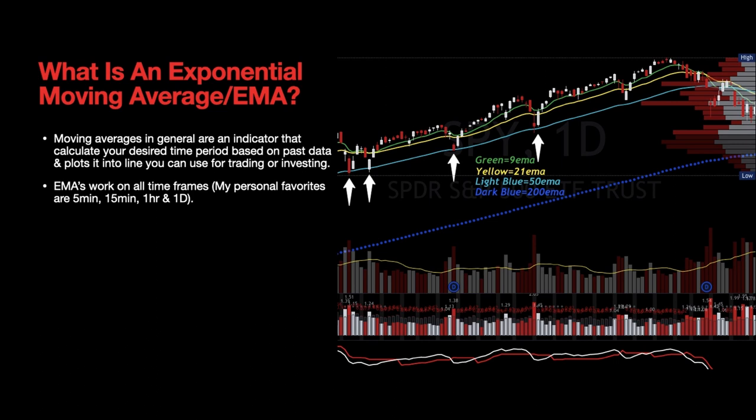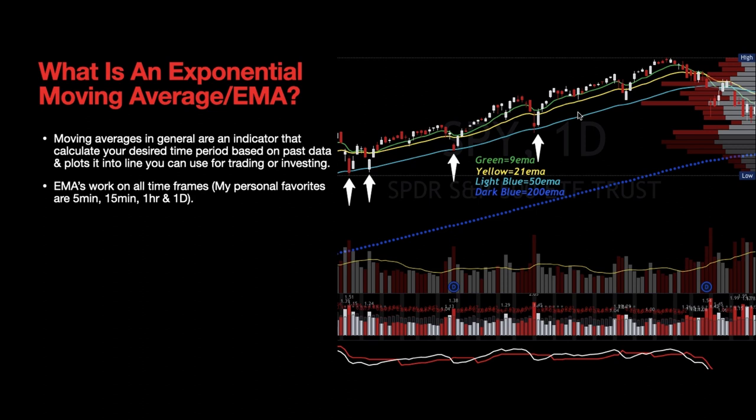So EMAs work on all time frames. My personal favorites are the 5 minute, the 15 minute, the 1 hour, and the 1 day. That's where I always try to look for some type of support, higher lows, kind of like you see here. You can see SPY making higher lows off the light blue 50 EMA. You got multiple bounces: bounce, bounce, bounce, bounce. You got it holding the 9 and 21 combo right here pretty good.